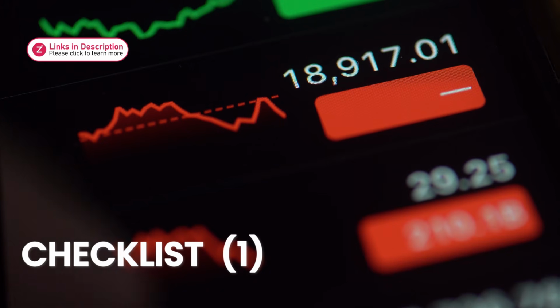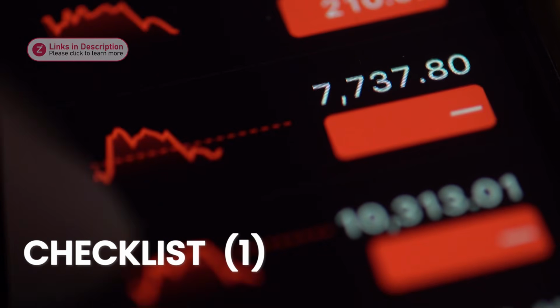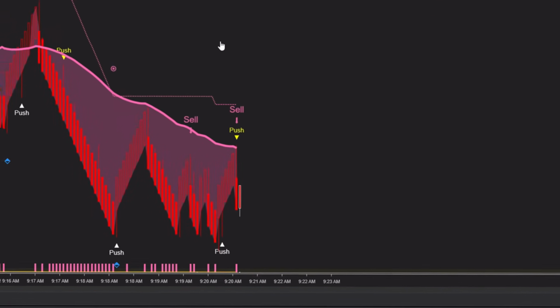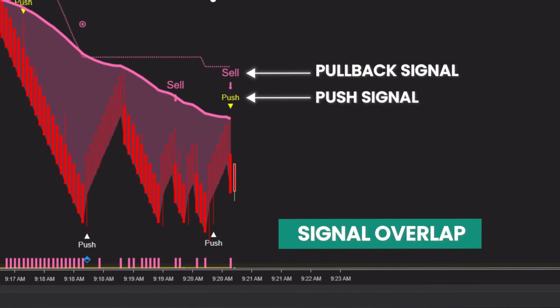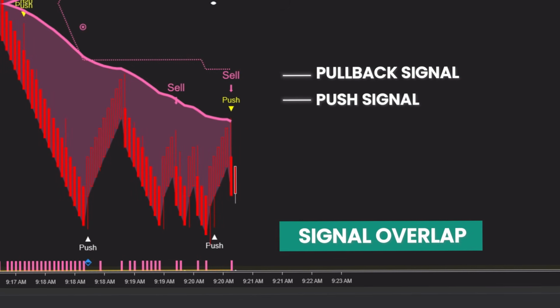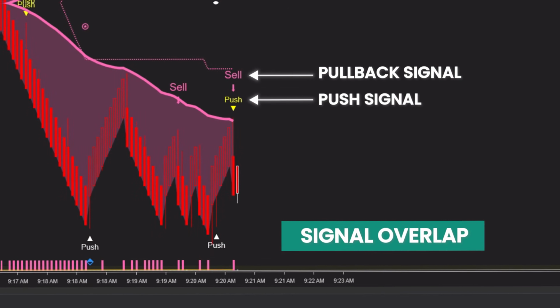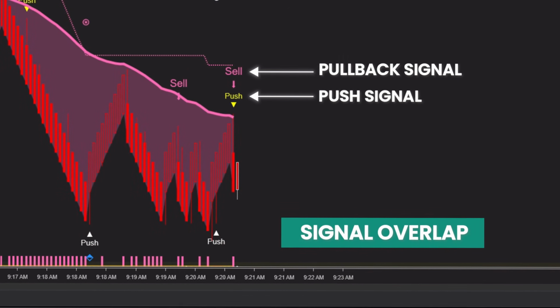Let's start with the first checklist, signal overlap. With this checklist, the process is very straightforward. You simply wait for a push signal from ApexFlow Zignal and a trading signal from ThunderZilla to overlap at the same location, then you execute the trade.